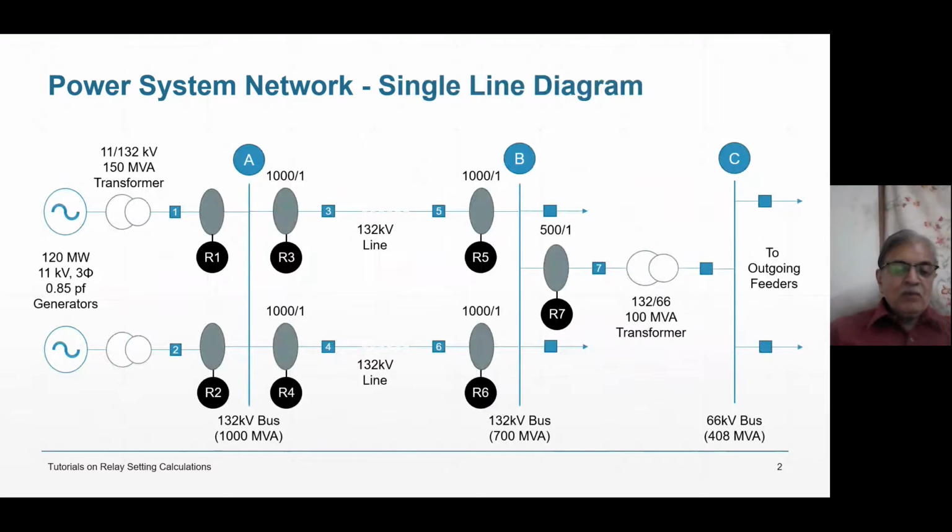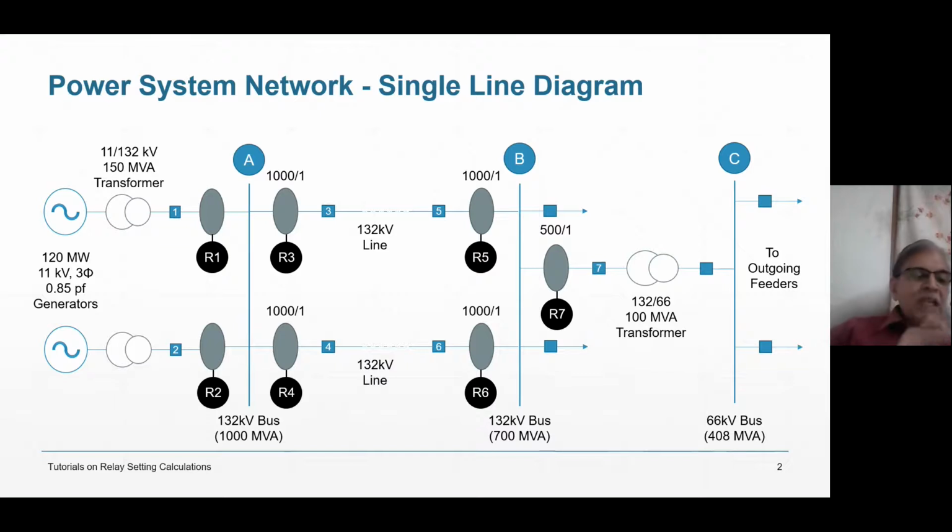4445. 132 by 6 is for R7. It is hard because on R7 the transformation ratio is there. So divided by 2, that gives me 2222.5. That is the current passing through R7 for the bus fault at C. That is B, but in secondary terms. So I have to divide this by 500. So that gives me 4.445. Right, so that is the current.